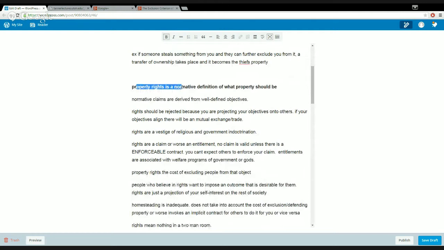Property rights, on the other hand, is a normative definition of what property should be, in contrast to what is. Normative claims are derived from well-defined objectives. So you give me a well-defined objective, and a perfectly omniscient individual, or at least an enlightened person, can tell you what you should do. Like if your objective is to get to a point the fastest way possible, given a method of transportation, the pathway mathematically is a straight line.